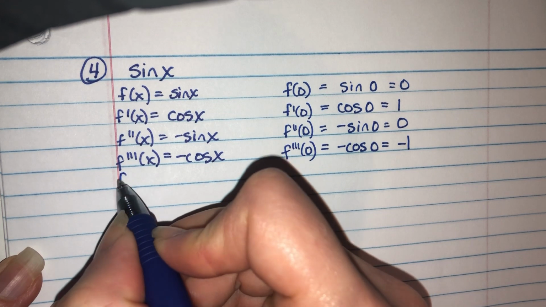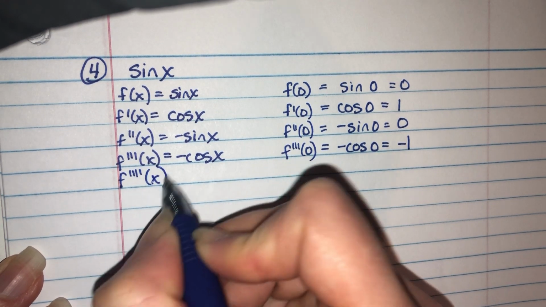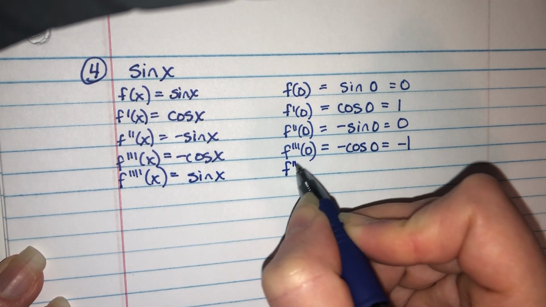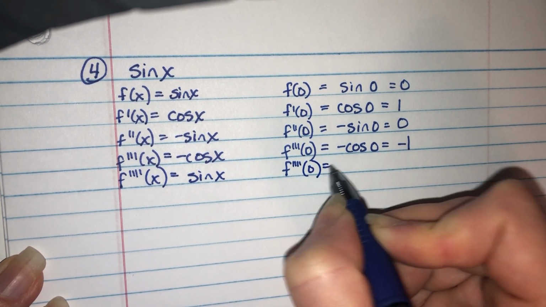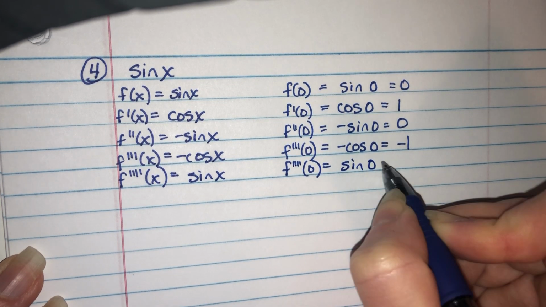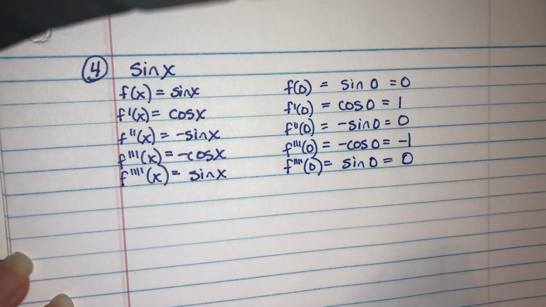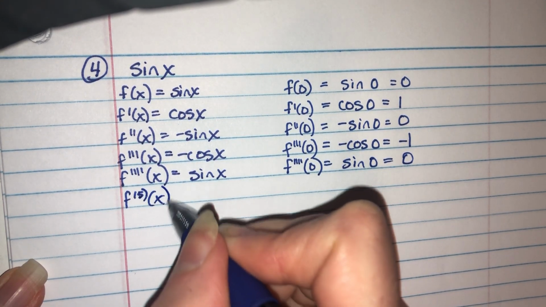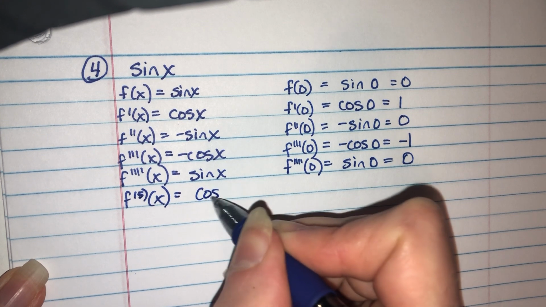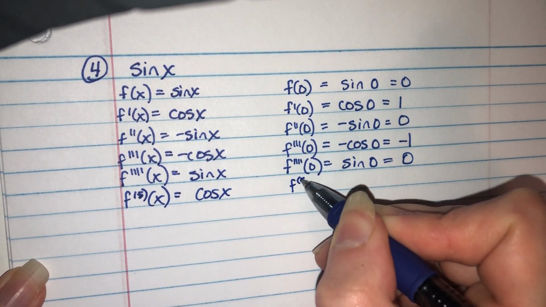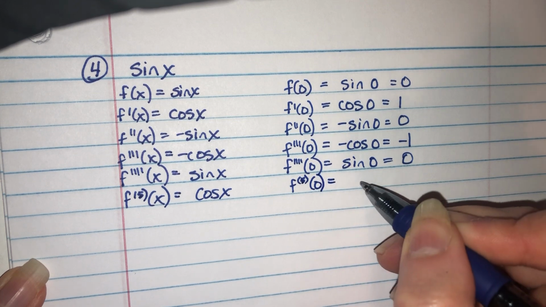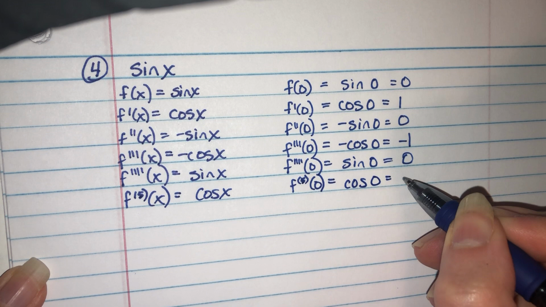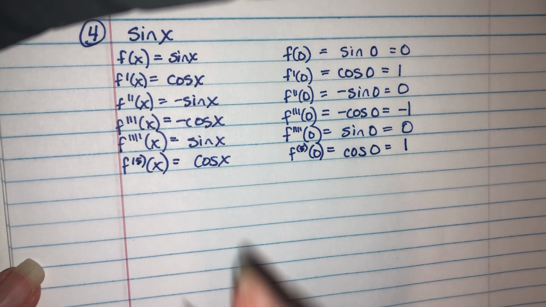So I'm going to do another derivative, the 4th derivative. And the derivative of negative cosine of x is the sine of x. So then the 4th derivative evaluated at 0 is the sine of 0, which is 0. So I still only have 2 non-zero terms. So I'm going to do the 5th derivative. Derivative of sine is cosine. And the 5th derivative evaluated at 0 is the cosine of 0, which is 1. So now I have 3 non-zero terms.